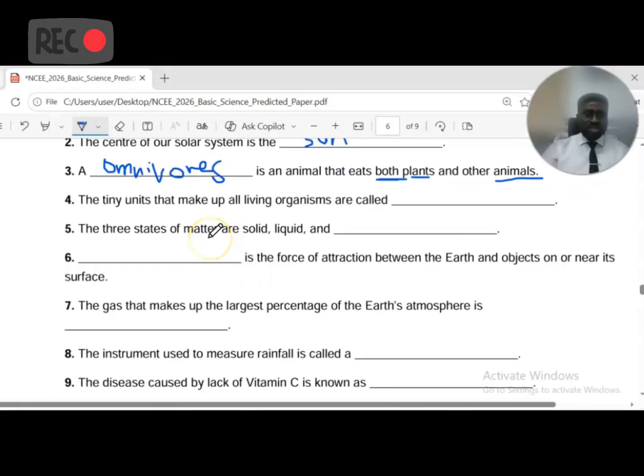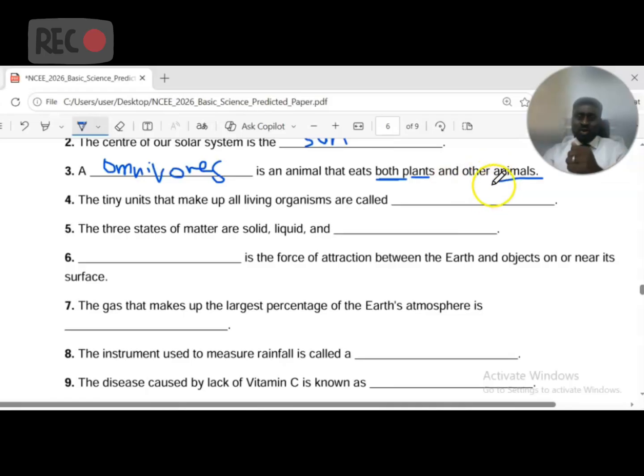Question 4. The tiny units that make up all living organisms are called dash. This is taken from the organization or the hierarchy of life. Life begins from cells, moves to tissues. A collection of similar tissues performing similar functions forms organs. A collection of similar organs performing similar functions is conglomerated to form the systems. Then a collection of the 9 or the 12 systems of the body forms a whole multicellular organism.